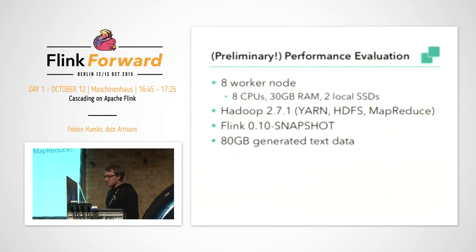All right, here are some very preliminary performance numbers. We did that on a small cluster of 8 nodes with 8 CPUs, 30 gigabytes RAM, and 2 local SSDs each. We did it on Hadoop 2.7.1. We used a Yarn setup with HDFS, of course, and MapReduce for executing the jobs with Cascading on MapReduce. We used the current Flink master snapshot, and we generated a small data set of 80 gigabytes of text data.